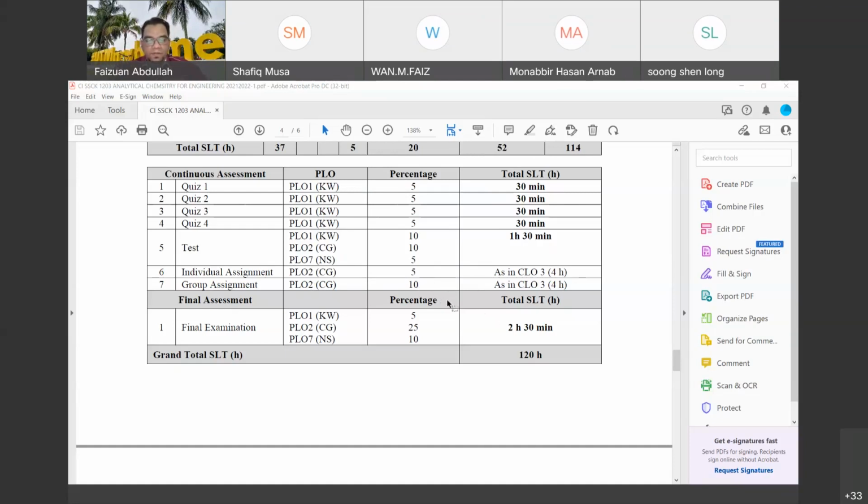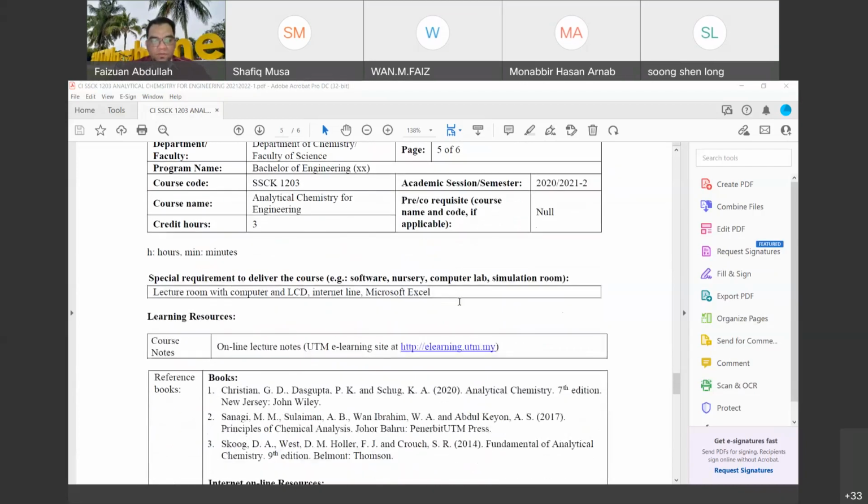So the total carry mark will be 60%, and the final exam will be 40%. That is the normal way in the university for the marks of every course. The final exam will contribute 40%, but the continuous assessment, the quizzes, the test, and assignments will contribute 60%. So do it well, right?